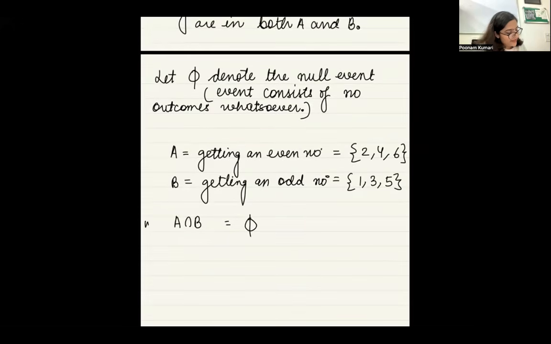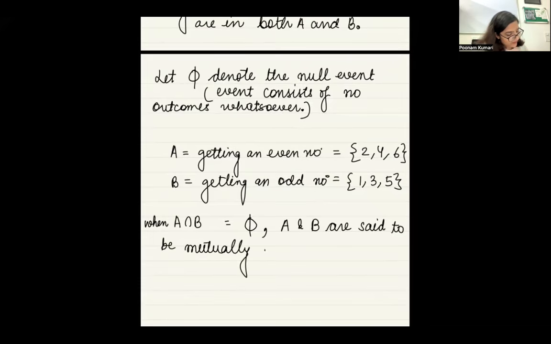So whenever A intersection B is phi, we say that A and B are said to be mutually exclusive. If there are two events, and you take the intersection and it comes out to be a null set, we call these two events mutually exclusive. They have nothing in common. You can also call them disjoint sets or disjoint events.